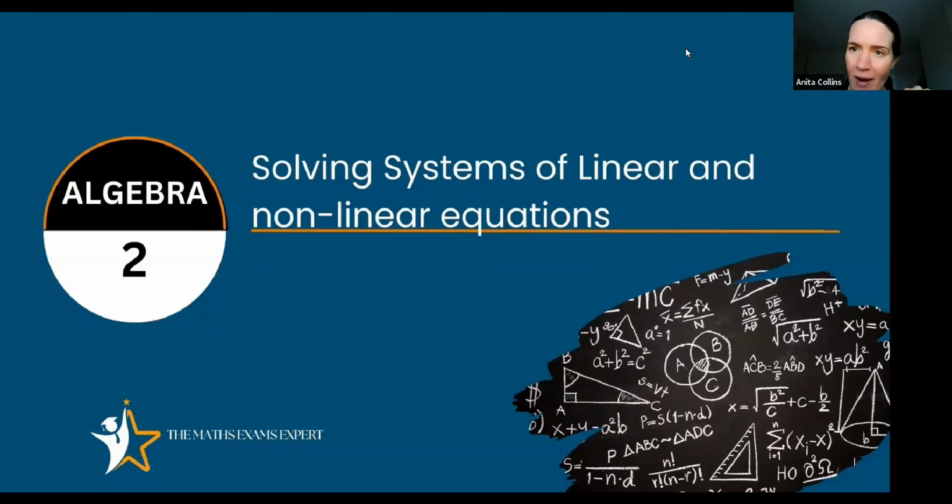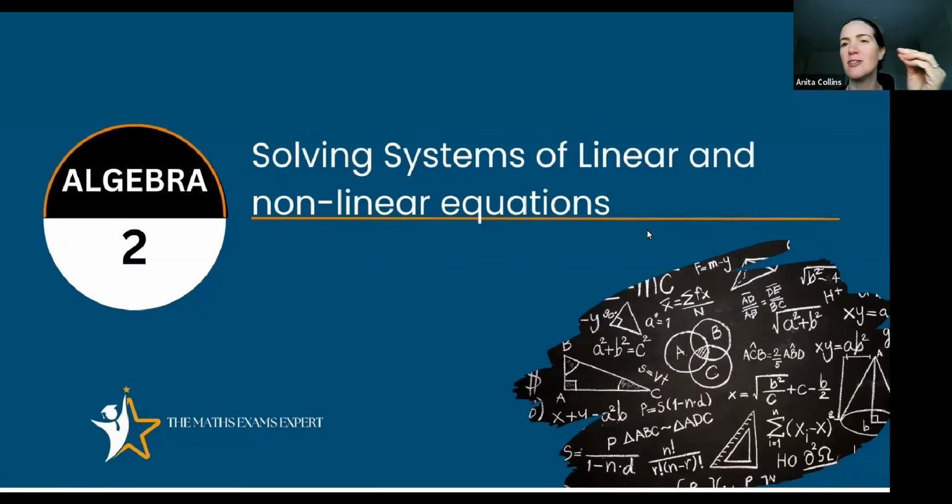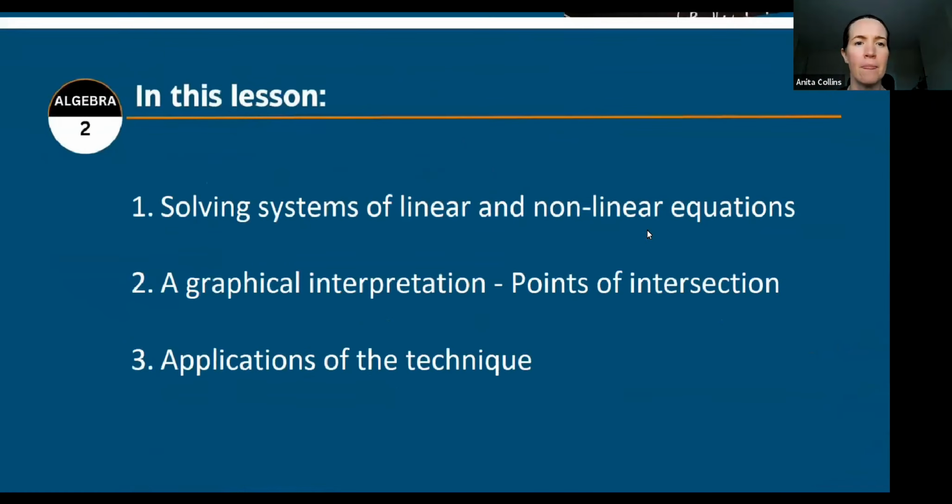So linear and non-linear is the difference here. Everything we did up to now was linear. There were no higher powers, squares, or cubes. Okay. Let's have a little look.